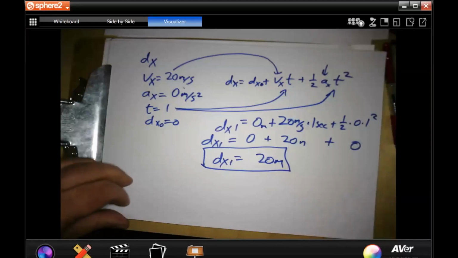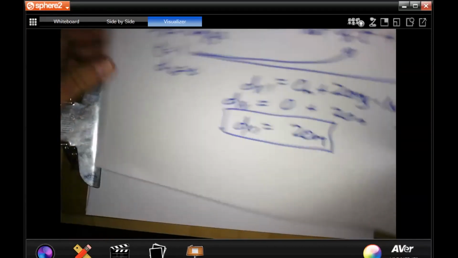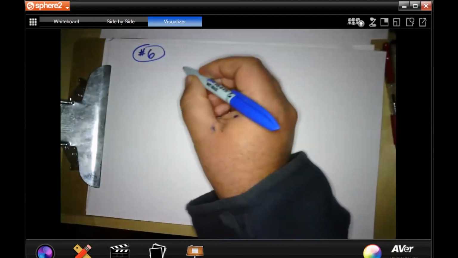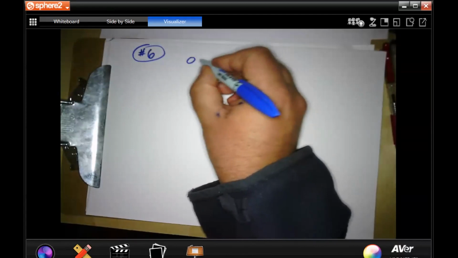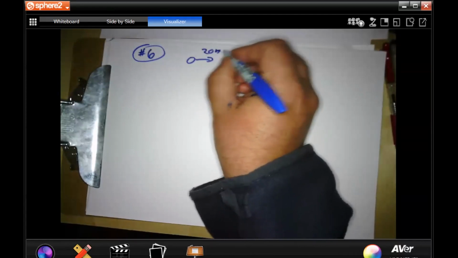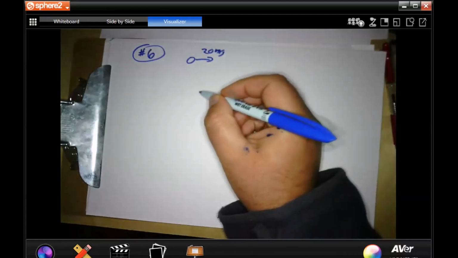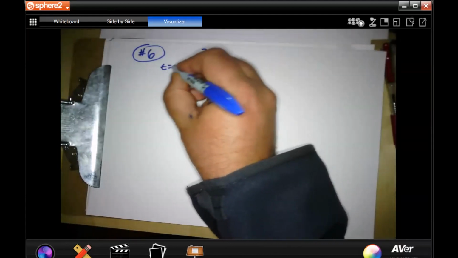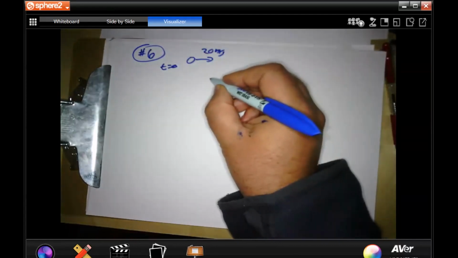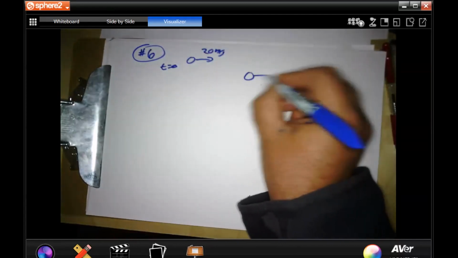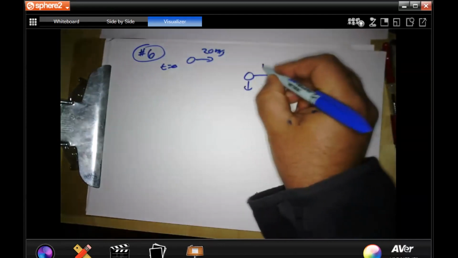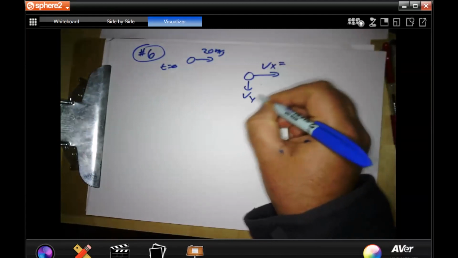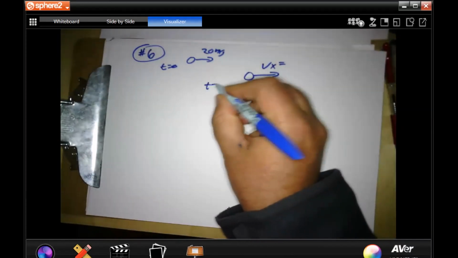Okay, so we're going to put this aside and we're going to come back and look at number 6 now. Okay, number 6 starts with a ball here. It's going 20 meters per second. Okay, sounds a lot like our cannonball. And that was at time equals 0. But then at the next point, they want to know velocity of the x, and they want to know velocity of the y at time equals 1.